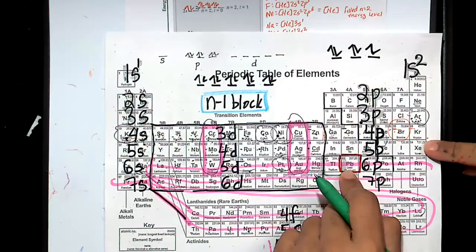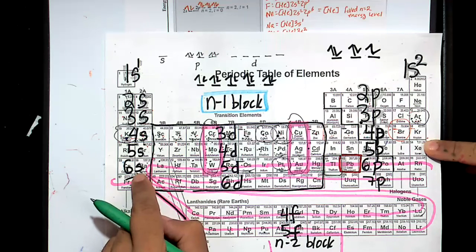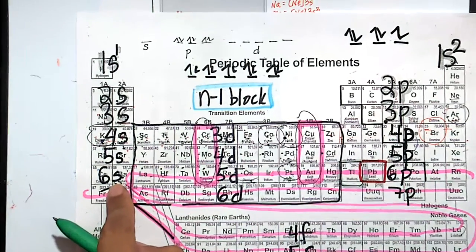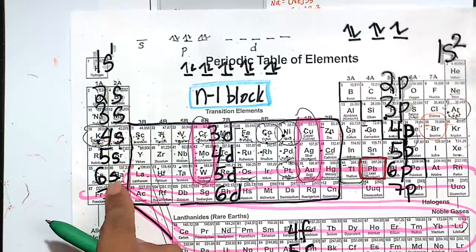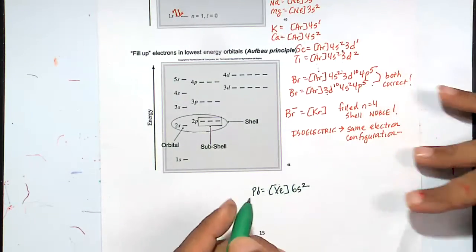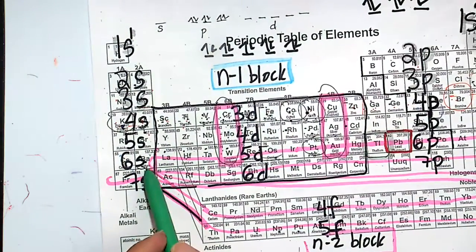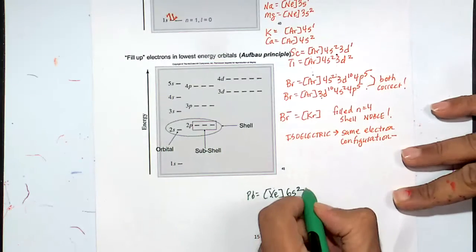Okay, and now what? 6s2, right after xenon, we got our 54 from lead. And then 55, 56, that's going to be 6s2. And then what? 4f, boom, boom, boom, boom, 14. Very good.